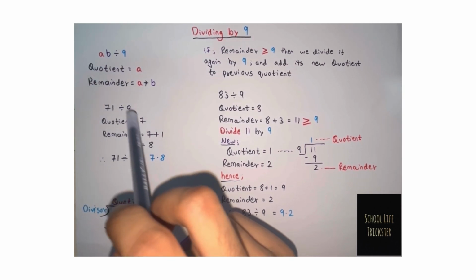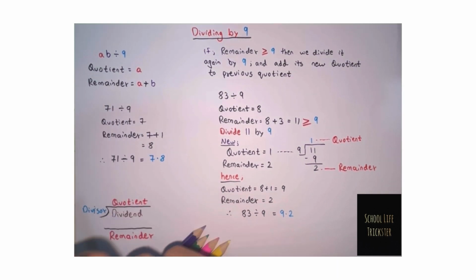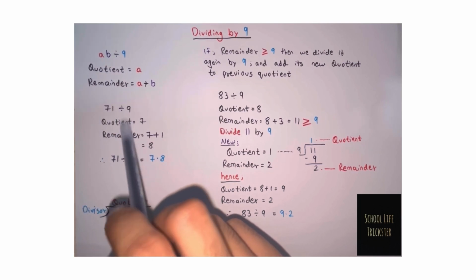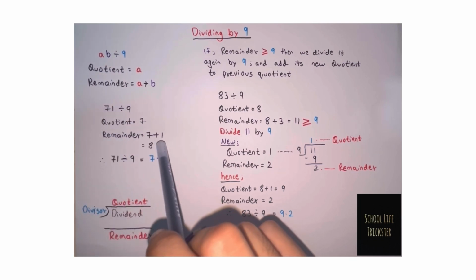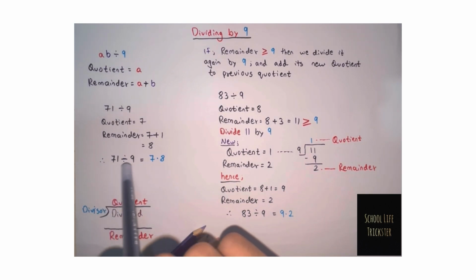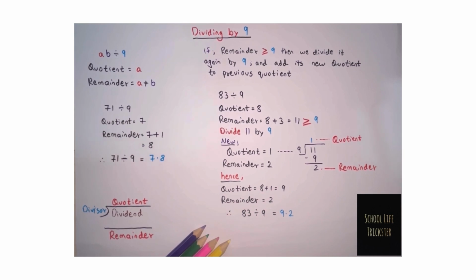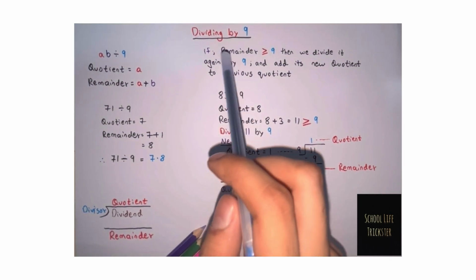Now see by example, 71 divided by 9. The quotient is 7, that is A, and the remainder is A plus B, that is 7 plus 1 is 8. So the answer is 71 divided by 9 equal to 7.8. Now see case 2.